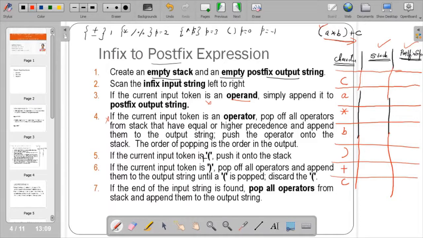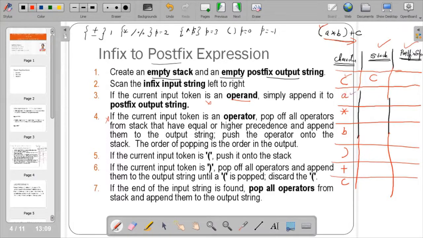If the current input token is an opening bracket, students, listen: this and the closing bracket are not considered operators. They are just tokens, but we give them a priority of 0 because we have to remove these brackets whenever we find them. If the current token is an opening bracket, push it onto the stack. So I push that bracket onto the stack. Nothing happens to the postfix expression. Remember, whenever you find an operand, you directly put it into postfix. Whenever you find an operator, you push it into the stack. When certain conditions arise where I need to pop, I'll let you know.